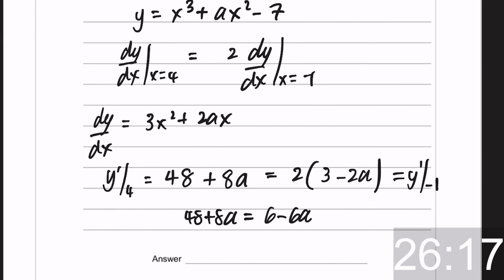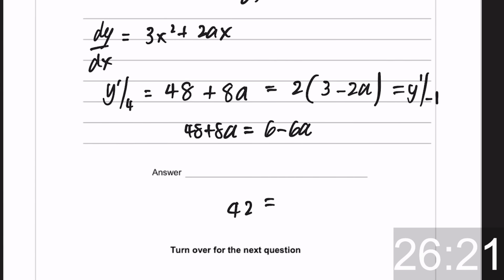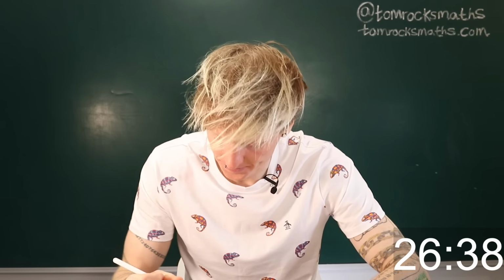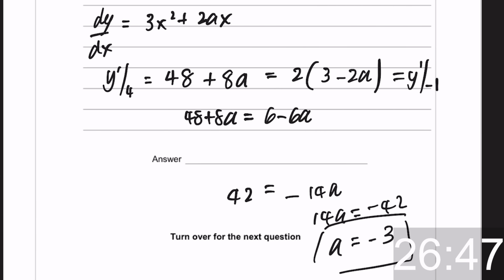So that means 42 is equal to minus 2a? No, that's wrong. Minus 14a. 42 is equal to minus 14a. Right? Minus 6 on both sides and minus 8a across, 8a and 6. Yep. So therefore 14a is minus 42. Let's be safe. So a is minus 3. Okay, so I think a is minus 3.